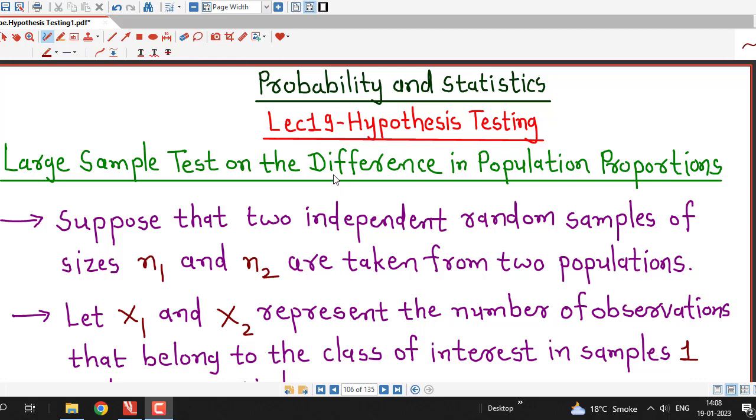Hello friends, I welcome you to lecture number 19 on hypothesis testing. In this lecture, we are going to discuss the large sample test on the difference in population proportions. That is, we are going to compare two population proportions.